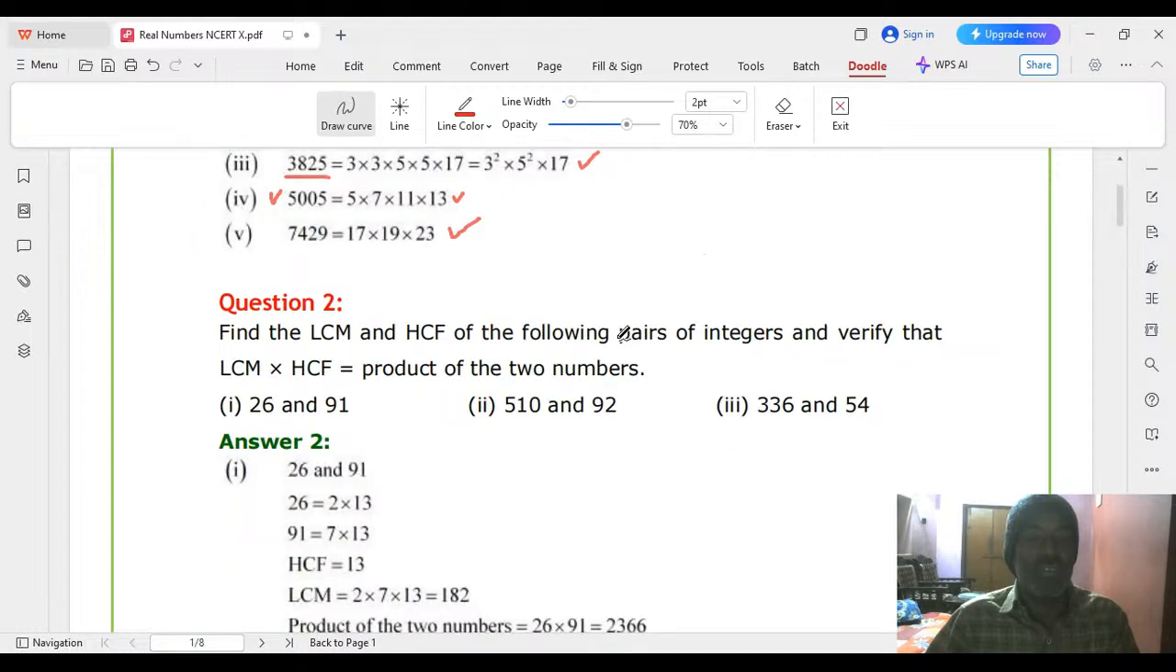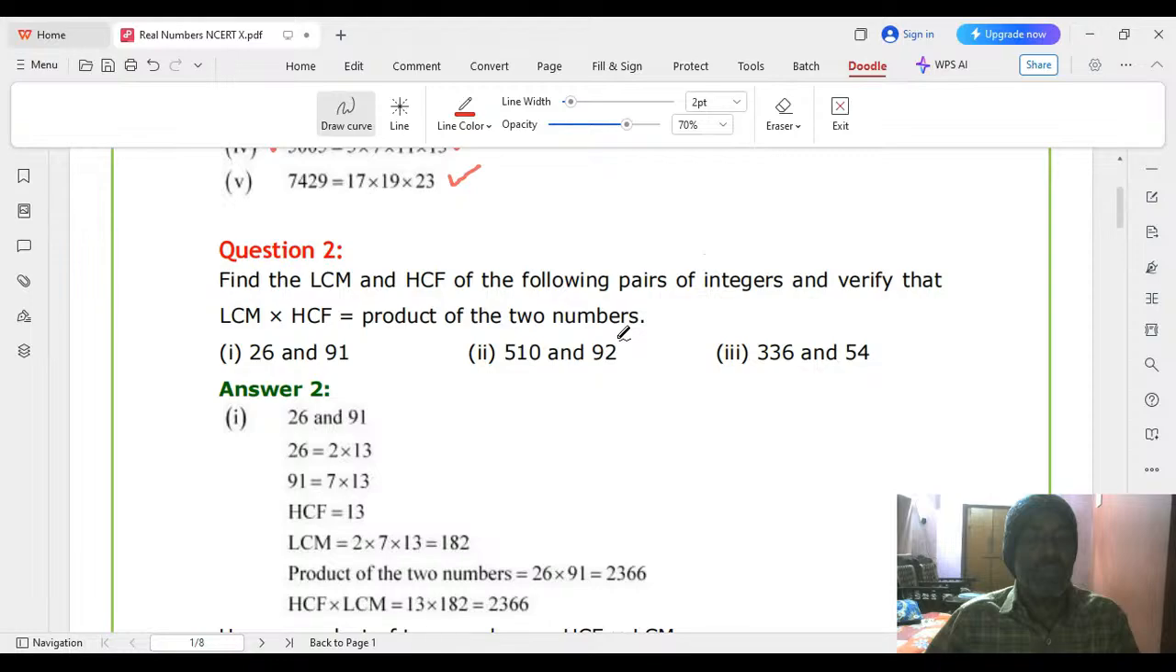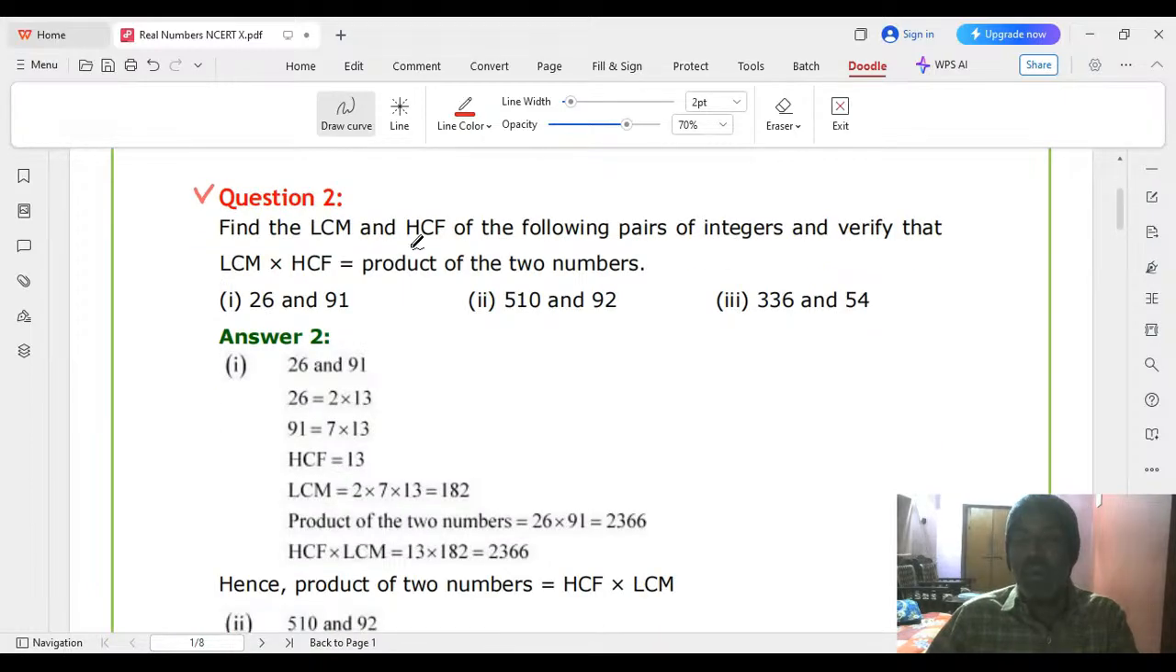This is question number 2. This question asks us to find the LCM and HCF of the following pairs of integers and verify that LCM into HCF equals the product of the two numbers. So for 26 and 91, first of all we find the LCM and after that the HCF, and we find the multiplication as well as the product of the numbers.